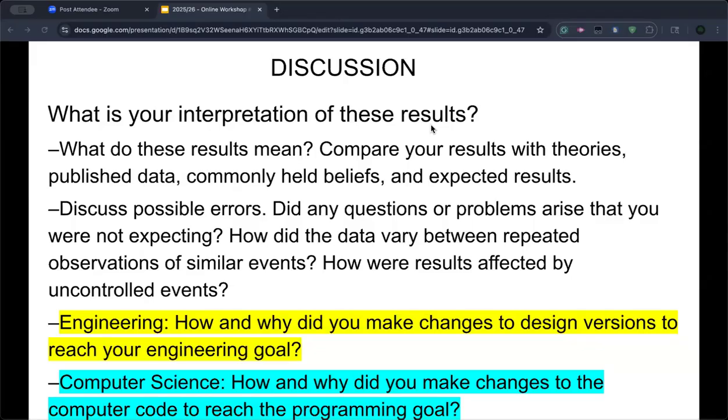And then for engineering projects, you want to explain how and why you made changes to your design version to reach your engineering goal. And for computer science, how and why did you make changes to the computer code to reach the programming goal?